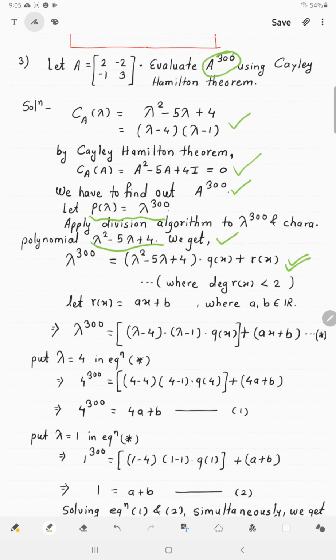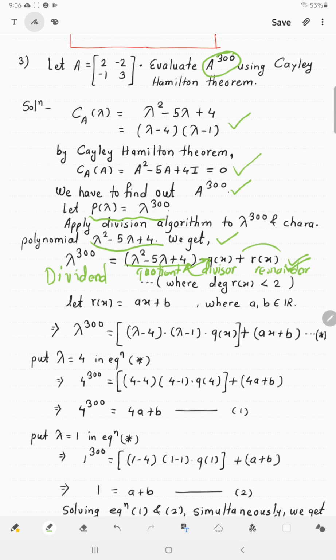As we all know, dividend equals quotient into divisor plus remainder. We use this formula. So here the dividend is lambda raised to 300. Sorry, I think this is the quotient and this is the divisor. The divisor is lambda square minus 5 lambda plus 4. We will get some quotient Q of x and remainder R of x.